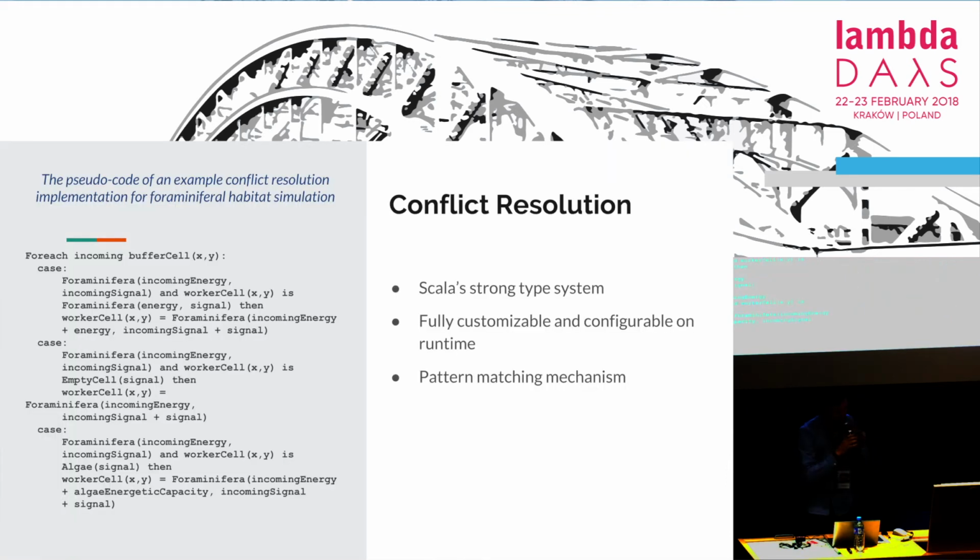So we've got the third mechanism, conflict resolution. Conflict resolution is the special mechanism that allows the worker who retrieves the information about the buffer zone to decide what to do with it and how to apply the changes. As we can see on the left, we've got the pseudocode of an example of conflict resolution for foraminifera habitat simulation, as David mentioned before. Foraminifera are small single-celled creatures, and we've got the pseudocode for 3 cases. When a foraminifera is migrating to our zone, and it meets in the destination cell another foraminifera, we provided a small mechanism like cannibalism. One foraminifera eats another and grows in energy. The second case is when a foraminifera meets an empty cell. It's pretty easy, it just migrates. And the third case is when a foraminifera meets algae, then it consumes it and grows in energy.